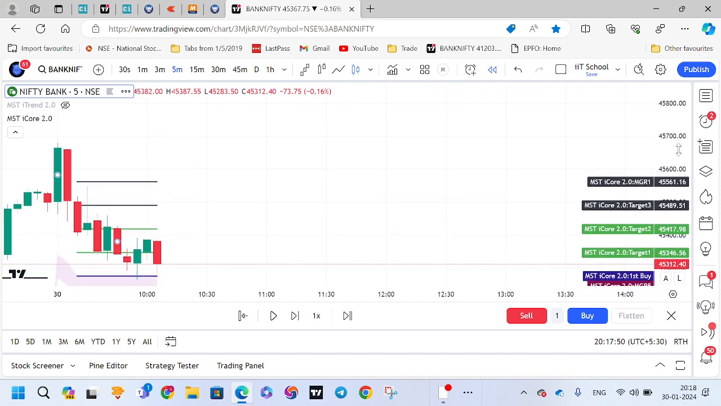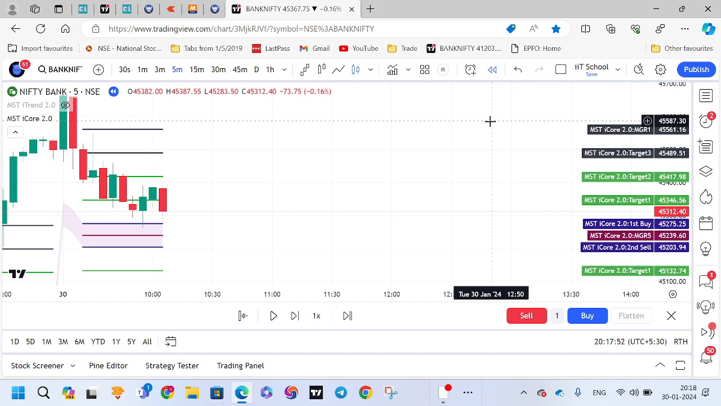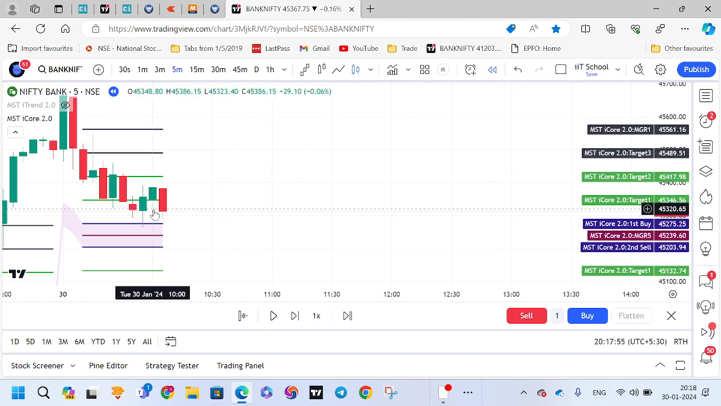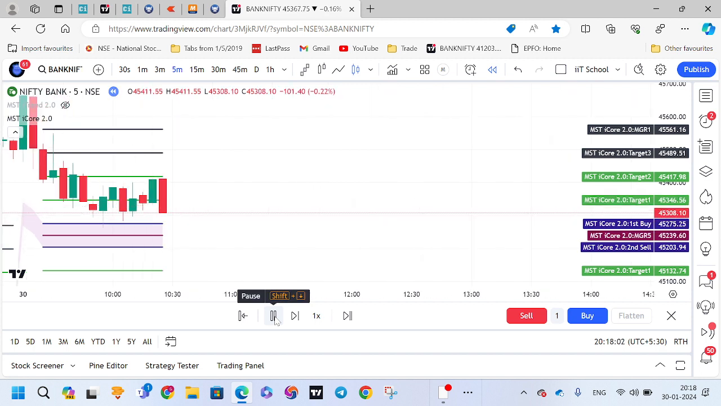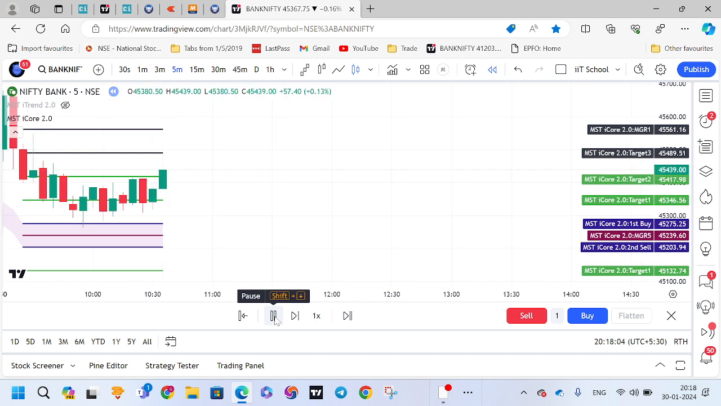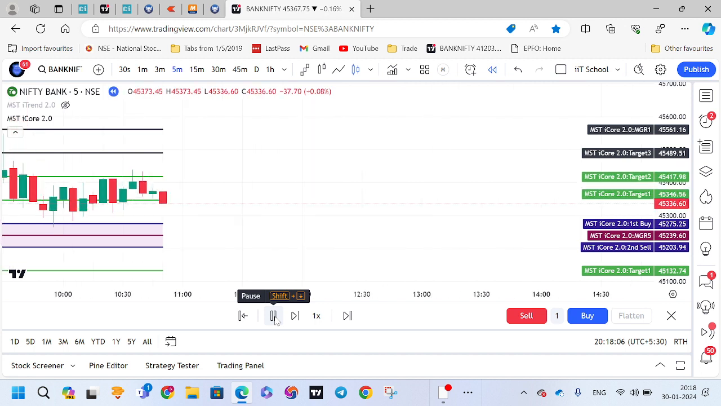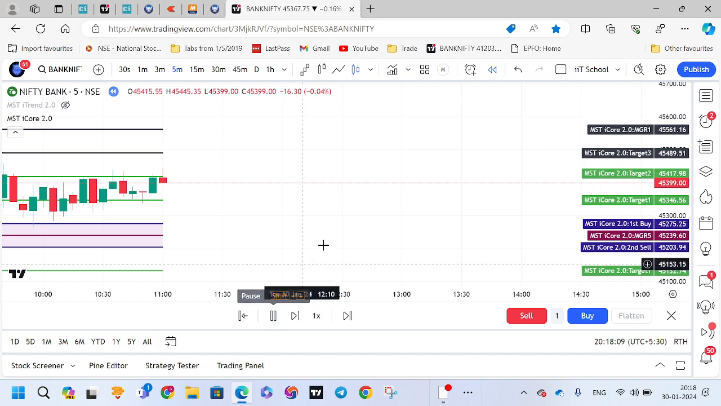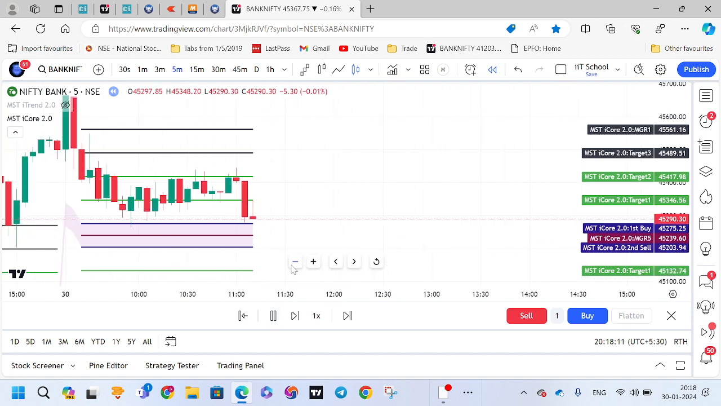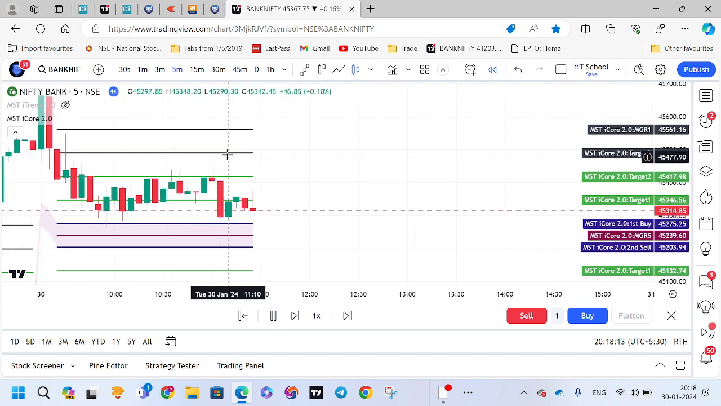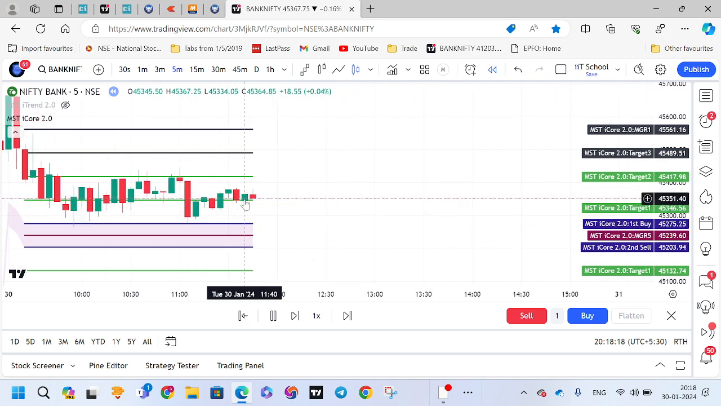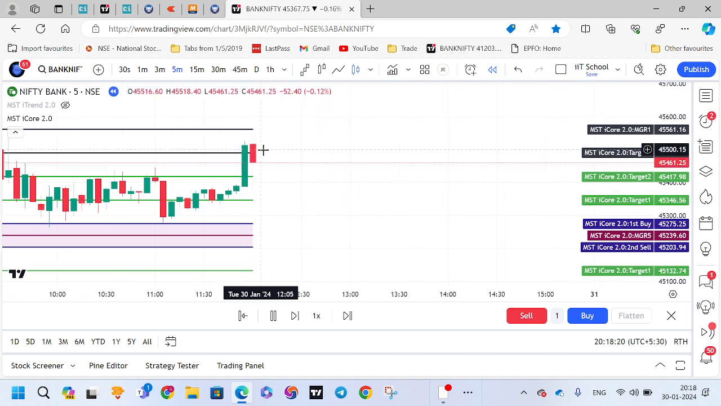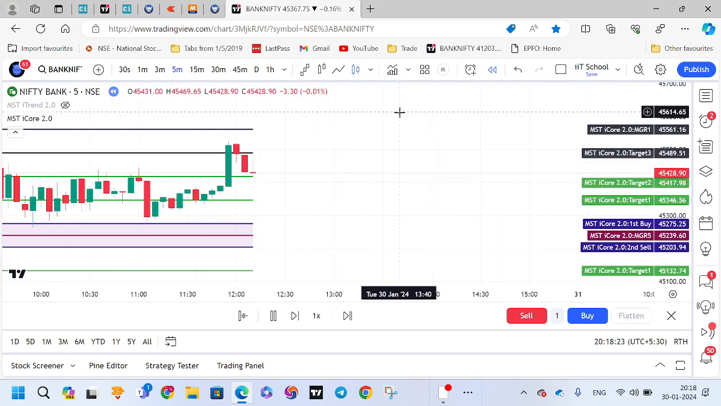Okay, so now you see, immediately in the next candle itself our first target hit. If you want to wait for more targets, you can wait. See, second target also hit. Now we are waiting for the third target. After hitting two targets, it has come down near our buy zone. Once again first target hit, second target hit, third target also hit.